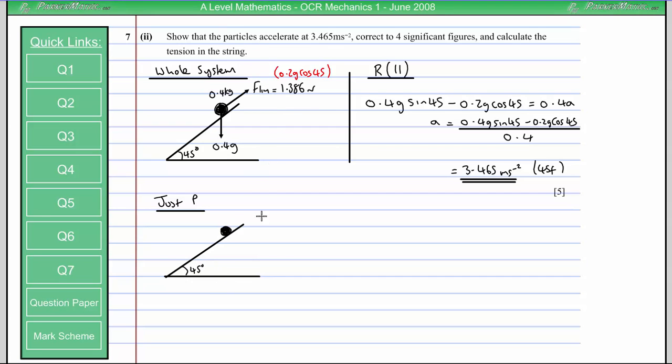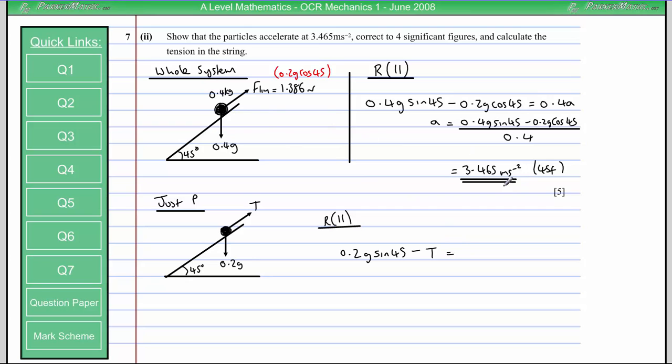So forces acting on particle P, we've got a weight of 0.2 G, because the mass was 0.2 kilograms, and we've got a tension going up the slope. Remember, P is the one that's further down. It's being pulled backwards by particle Q. There isn't any friction on particle P because it said it was smooth. Again, let's resolve parallel to the slope. And we'll take down the slope as positive, so we've got 0.2 G sine 45 minus the tension is going to equal mass times acceleration.